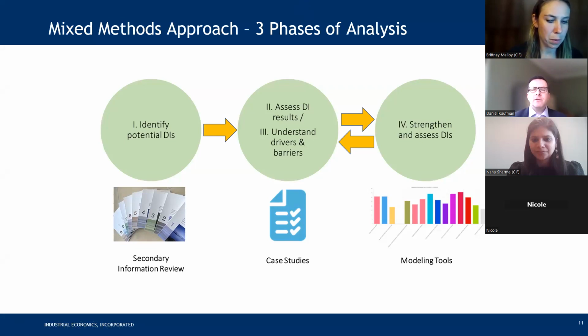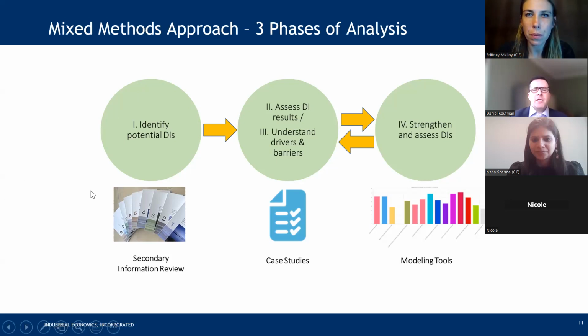We also conducted 13 original case studies to understand development impact results that have actually been achieved, as well as the drivers and constraints to achieving those results. And through the case studies, we also tested modeling approaches that can be used to estimate some of the hard to estimate development impacts. We also tested potential modeling tools and applied them at the SIF portfolio level to understand achieved development impacts in priority areas.